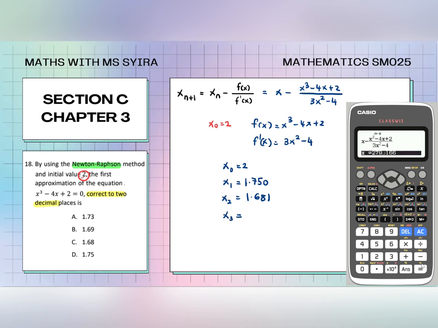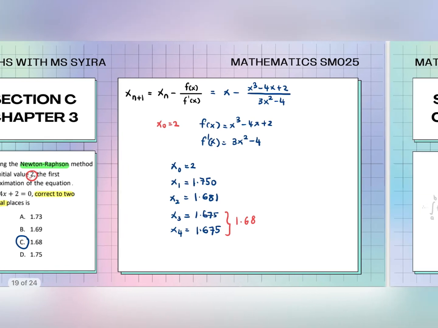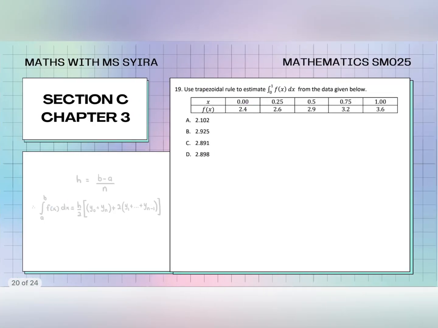So x cube saya dapat 1.675. Okay, and x4 pun kita akan dapat 1.675. Okay, so sekarang ni kita dah ada decimal yang sama hujung ni. So kita round off kan dia kepada 2 decimal places. It will be 1.68. So the answer should be C. Okay, dia minta 2 decimal places sahaja.